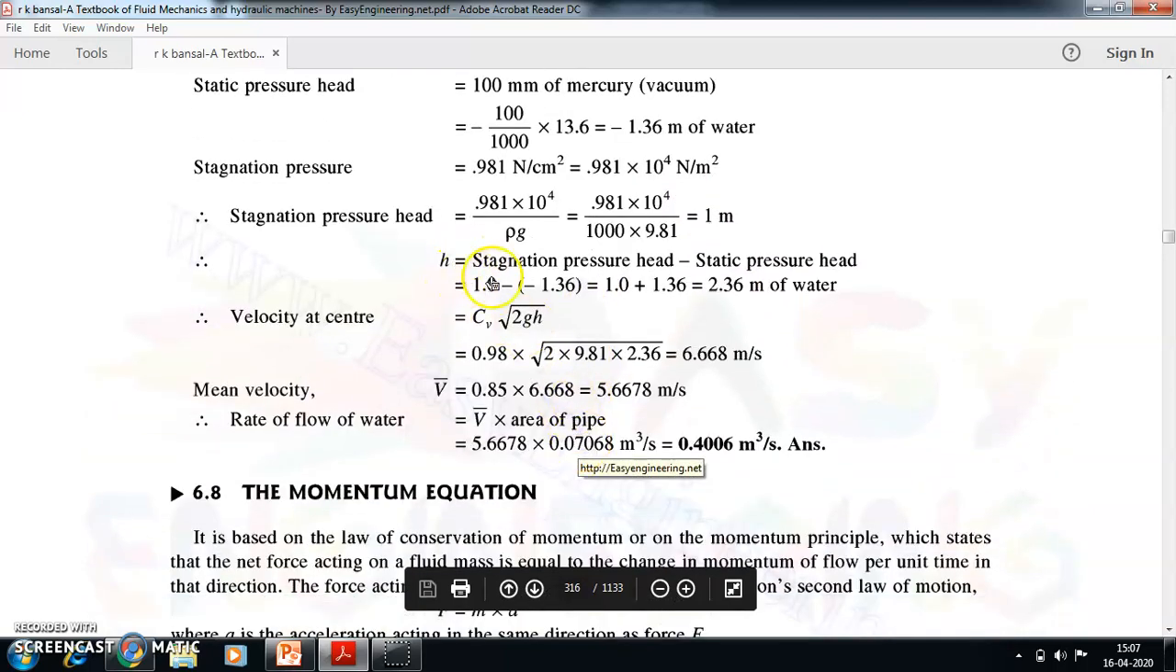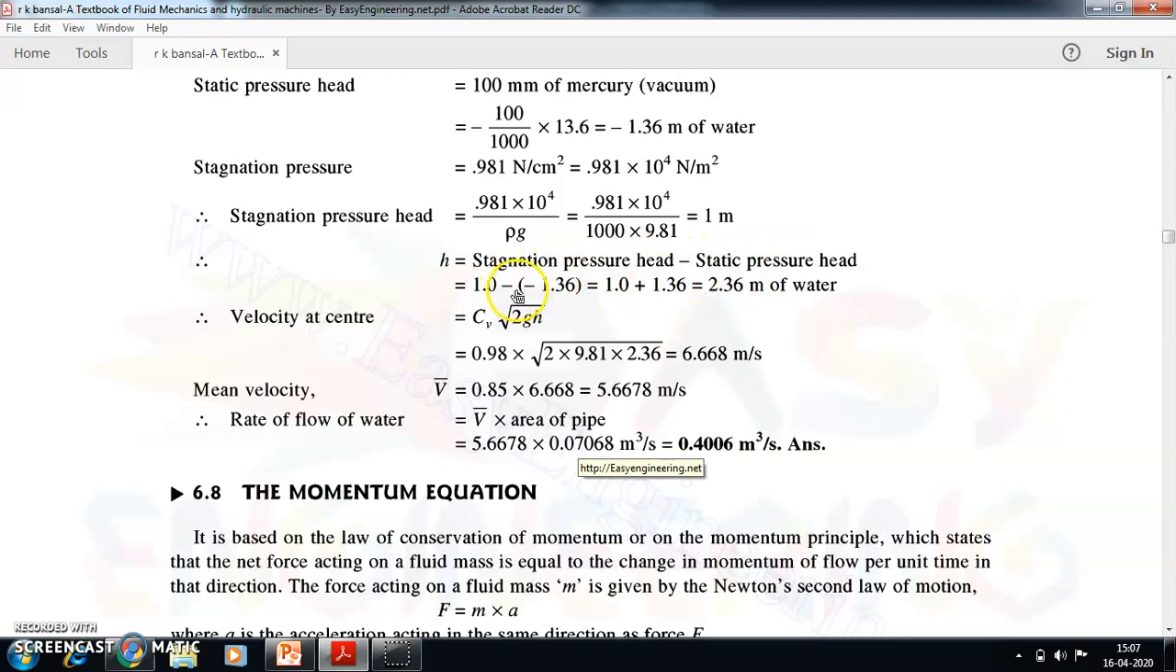Now find the dynamic pressure head, which is stagnation minus static. 1 minus (minus 1.36), so you get 2.36 meters of water. Find the central velocity, Cv into root of 2gh. Substituting, you get 6.68 meters per second. Find the mean velocity, which is 0.85 times the central velocity given in the question. You get 5.6678 meters per second. Now find the rate of flow of water, which is mean velocity into area of the pipe. The area of the pipe you found initially, so just multiply these two and you get the rate of flow, 0.4006 meter cube per second.